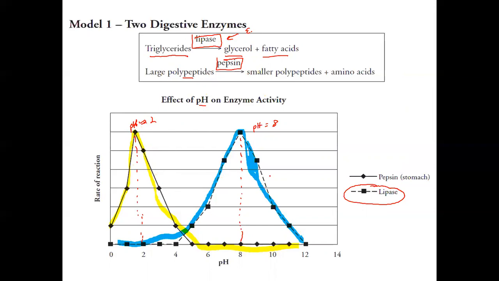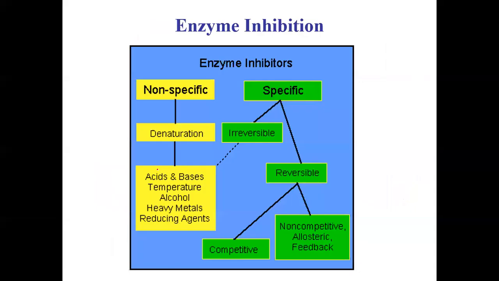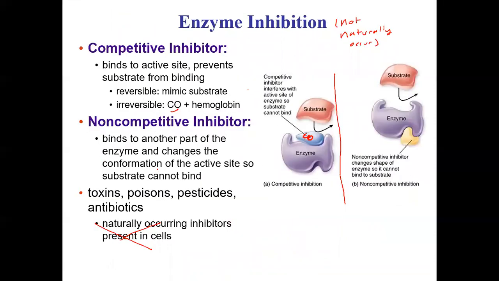But if I actually took pepsin, put it in a pH of 8, it wouldn't work, and vice versa. If I took lipase and put it in a pH of 2, it wouldn't work. So let's talk about enzyme inhibition and how we turn things on and turn things off. It's just as important to turn on an enzyme as it is to turn it off. So let's talk about inhibition.